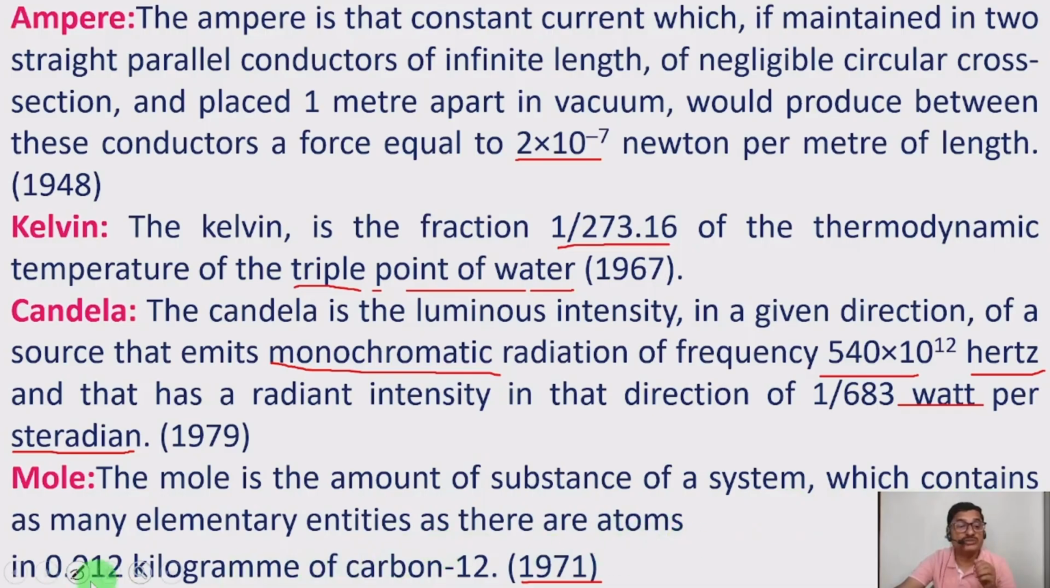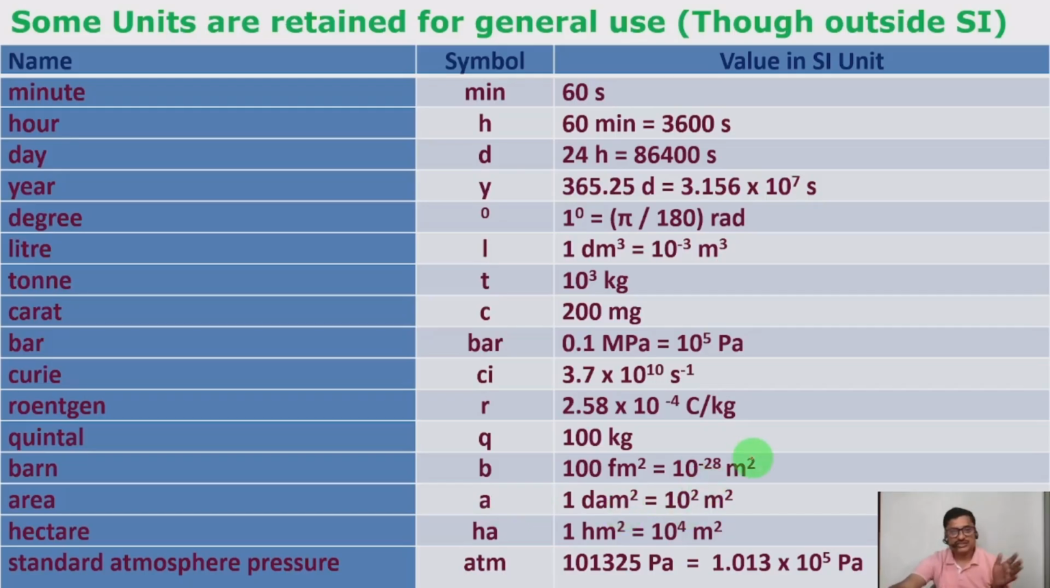Mole. The mole is the amount of substance of a system which contains as many elementary entities as there are atoms in 0.012 kilogram of carbon 12. Carbon has the atomic mass of 12. That is what we take to define the mole: 0.012 kilogram of that carbon. It is a particular quantity, and the same is used for the measurement of other substances also. This is the standard one. These are the definitions of all the 7 fundamental units we have discussed.